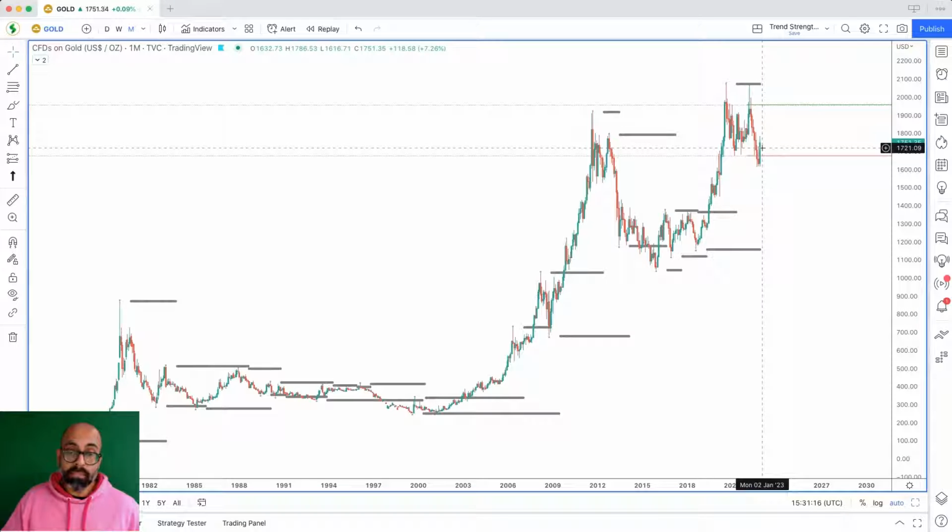So what does this mean? What this means is that gold is just going sideways. And the right thing to be doing when a market is going sideways is to be standing aside.